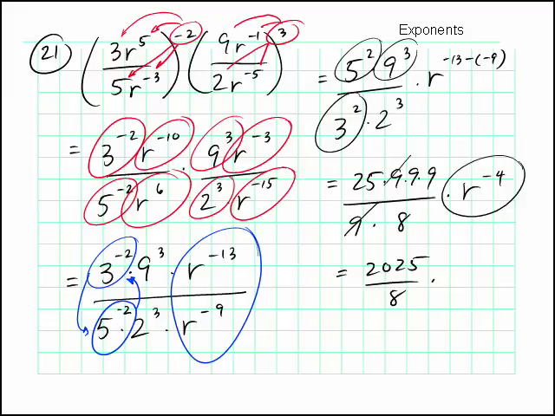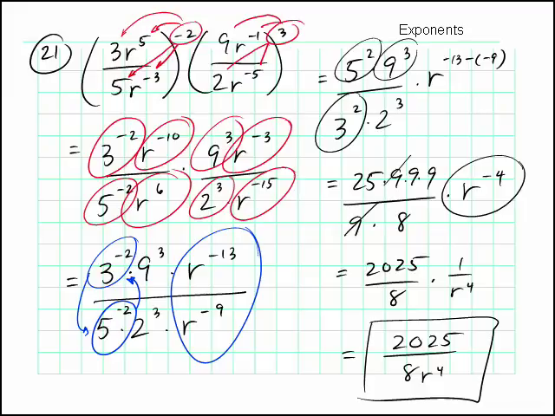The r to the negative 4 is 1 over r to the positive 4. And we put it all together. And our answer is 2025 over 8 r to the 4th. And there you go. That was a big problem. And there's 21 examples of simplifying exponents.